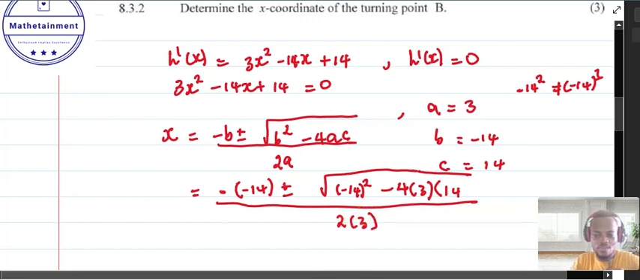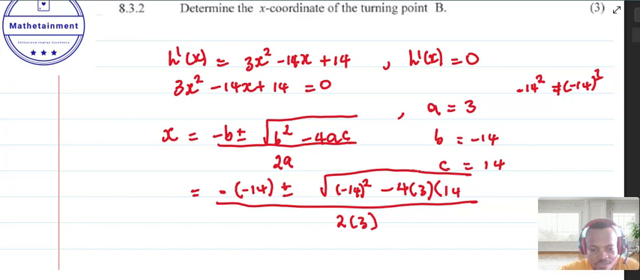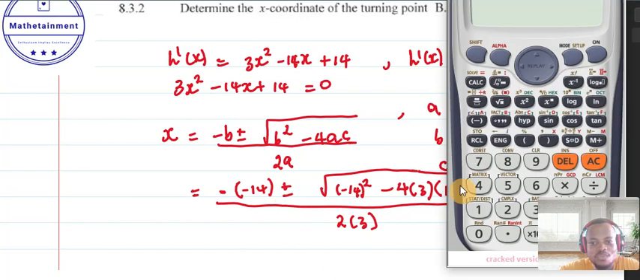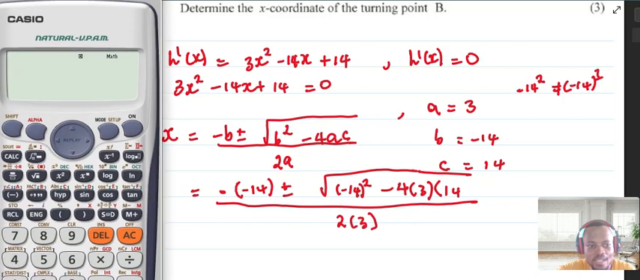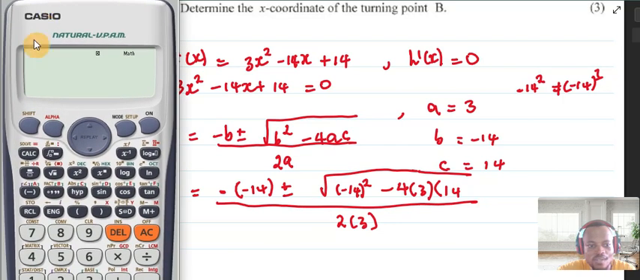Okay, this one is not easy for us to find. I have to borrow the calculator. Let's just use our calculator here.